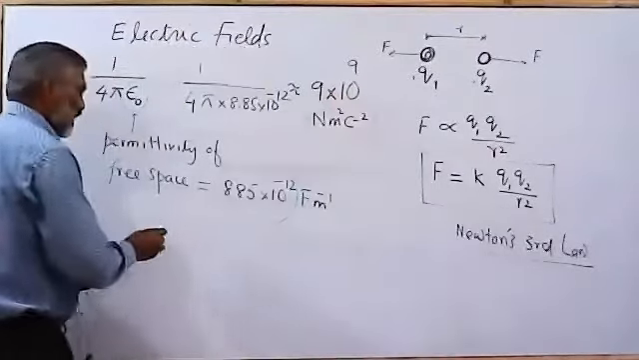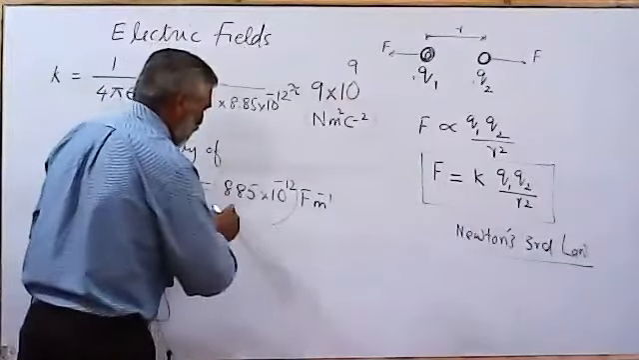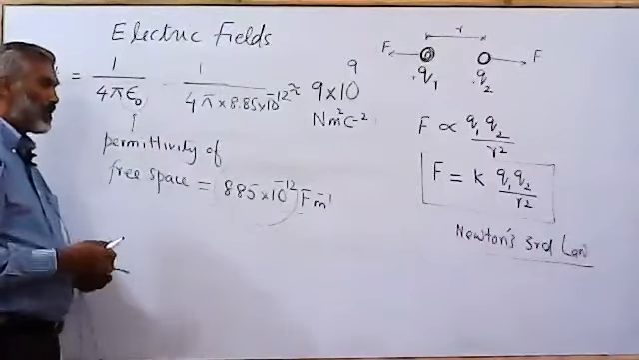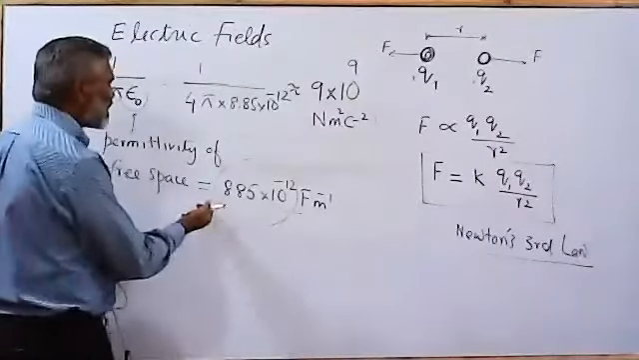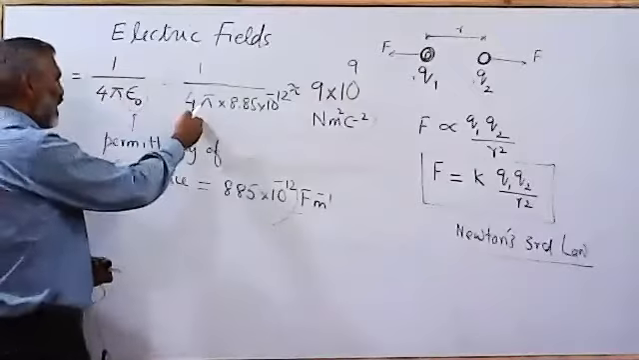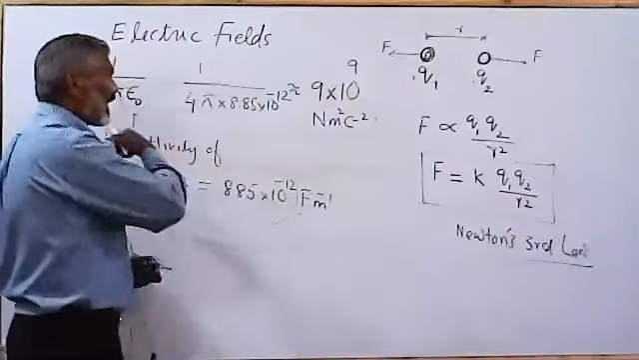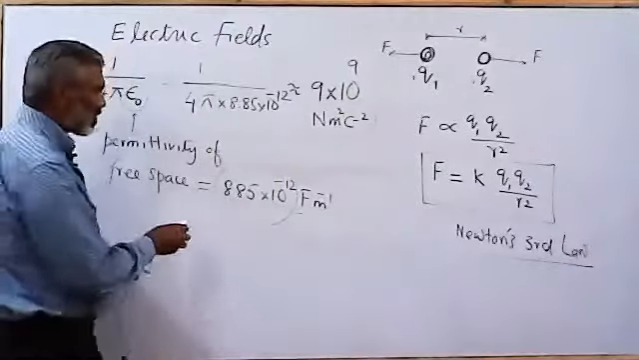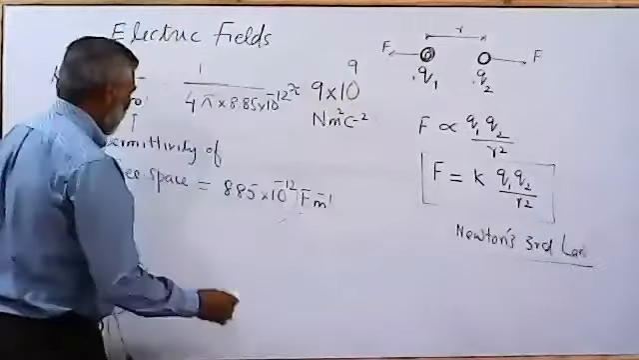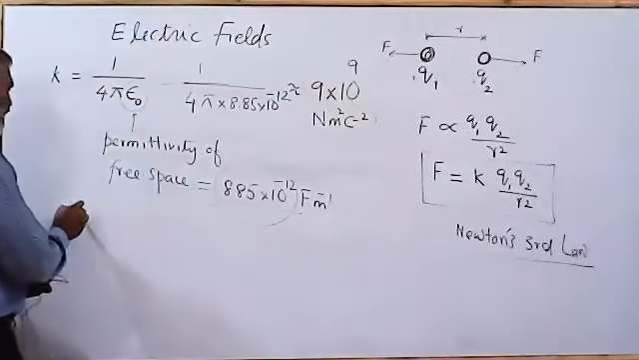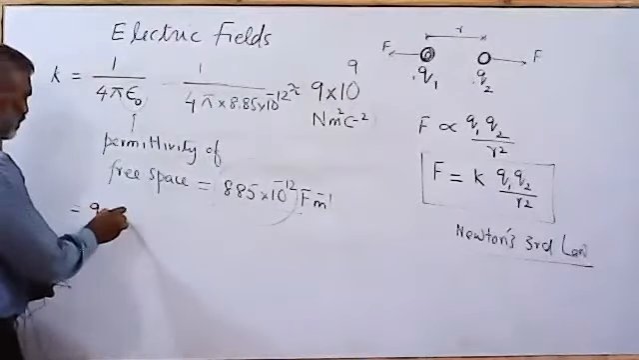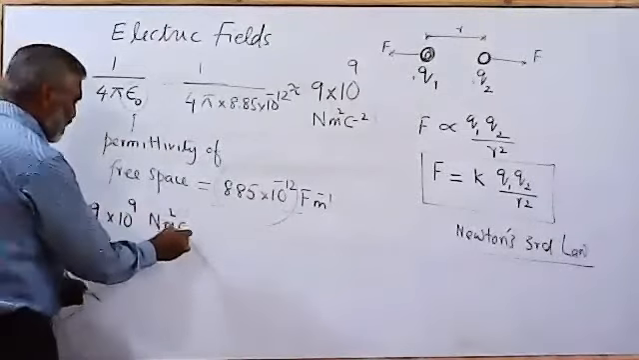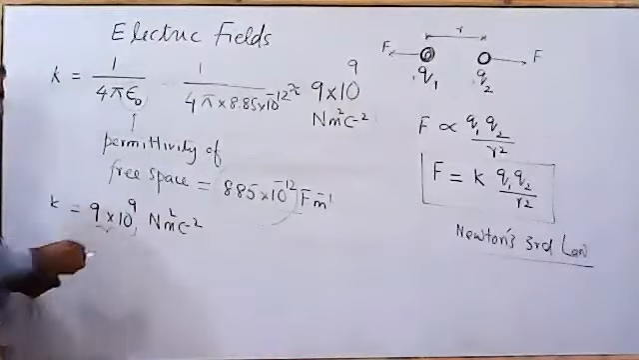That means instead of going to the formula sheet and seeing the value of permittivity of free space, then putting it in this formula 4 pi epsilon naught, then calculating it, and spending a few precious minutes in the exam to calculate that this is the value, you should memorize that K is always 9 into 10 raised to power 9 Newton meter square per Coulomb square. So this is the figure that you will learn.